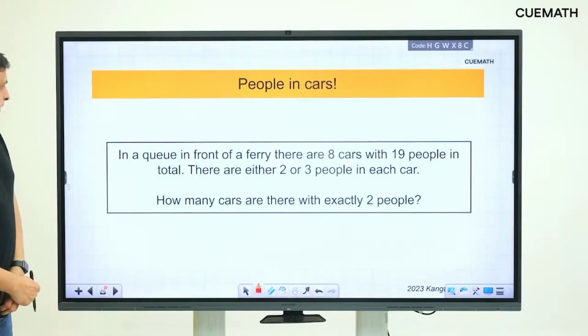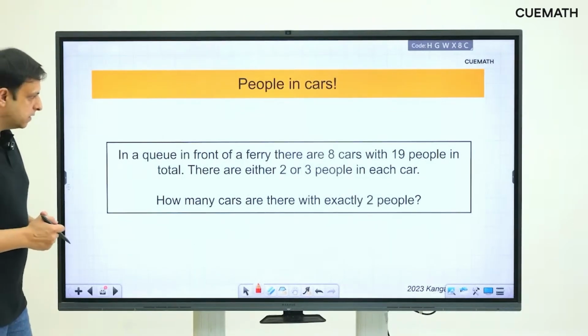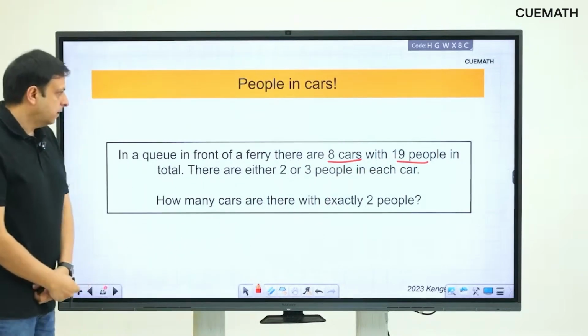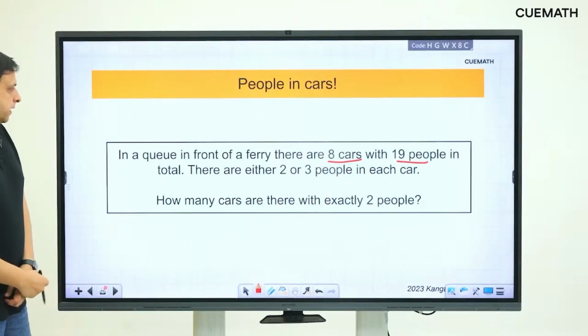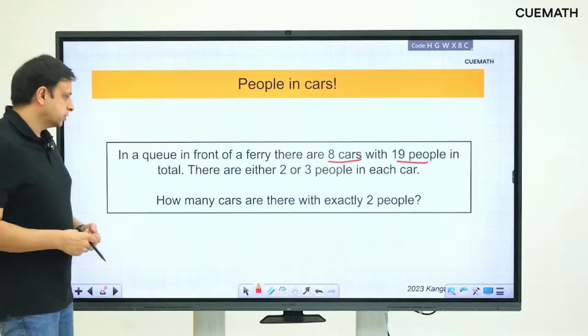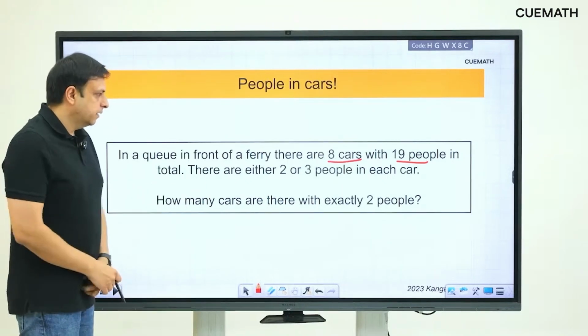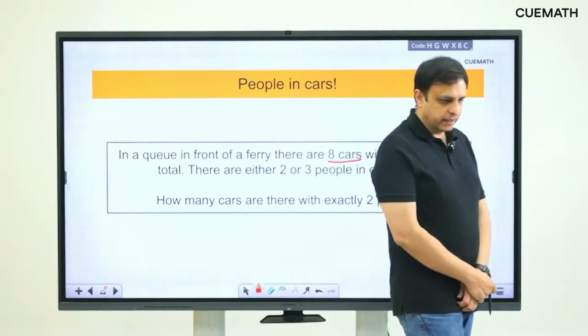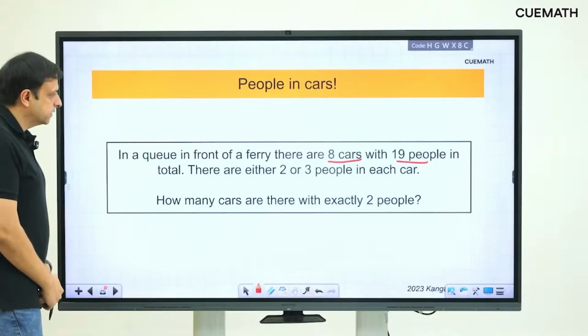Okay, here's your next one. In a queue in front of a ferry, there are 8 cars with 19 people in it. 8 cars with 19 people in total. There are either 2 or 3 people in each car. How many cars are there with exactly 2 people? How many cars with exactly 2 people? Let's calculate the answer step by step.